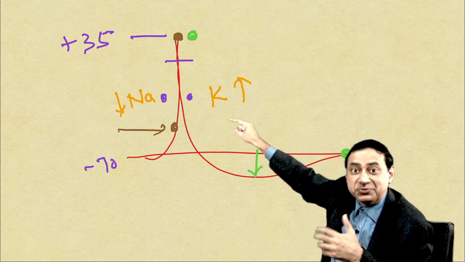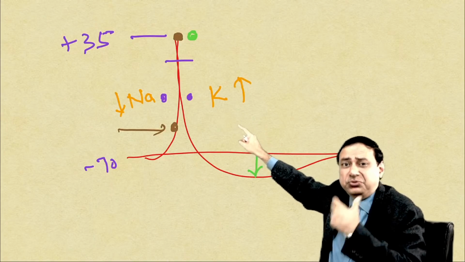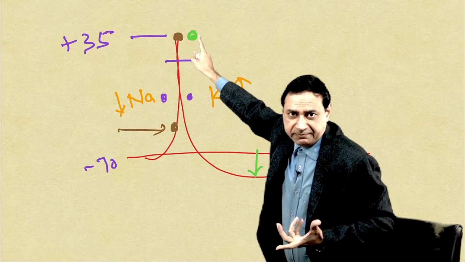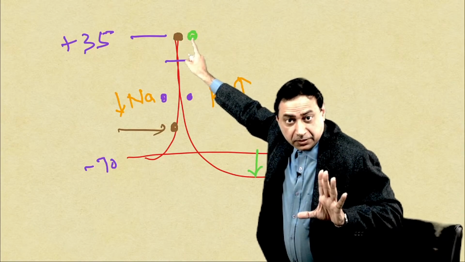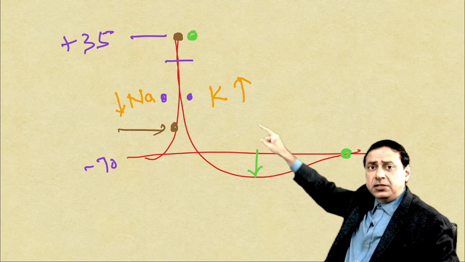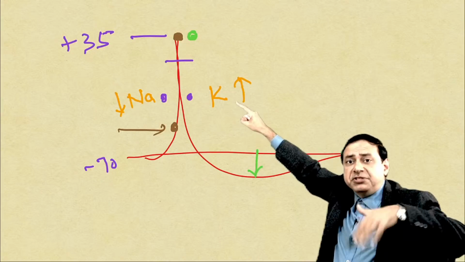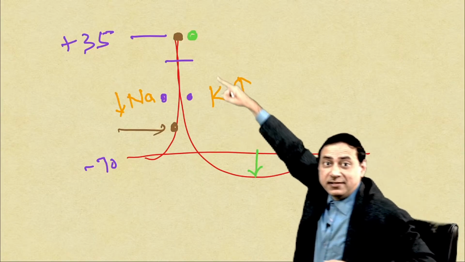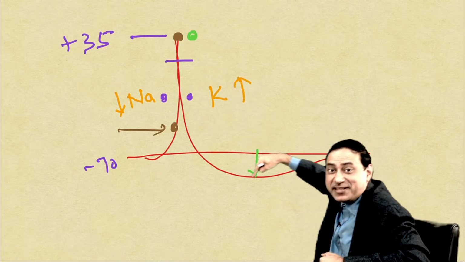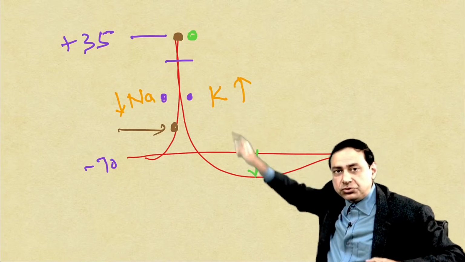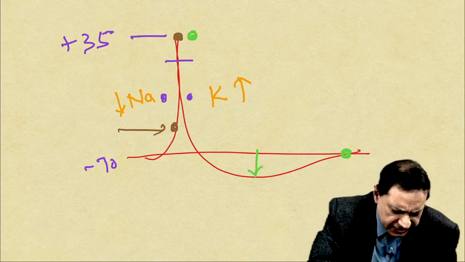Potassium channels are very slow to close. Potassium channel is slow to open, I agree, but it is very slow to close. So this continued potassium efflux is responsible for this continued recovery. So this phase can be because of the very slow closure of potassium channel.